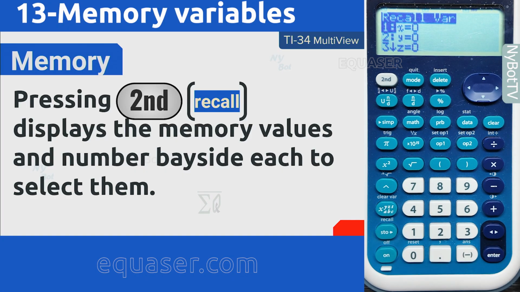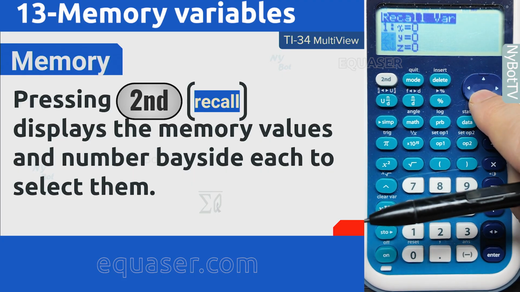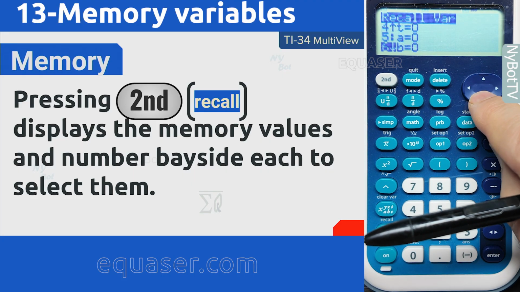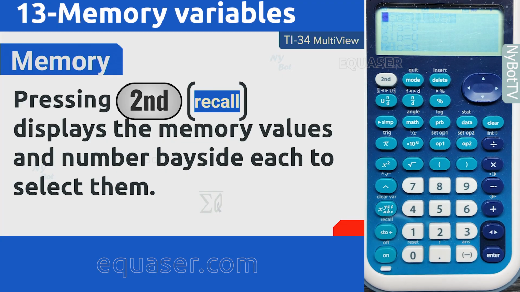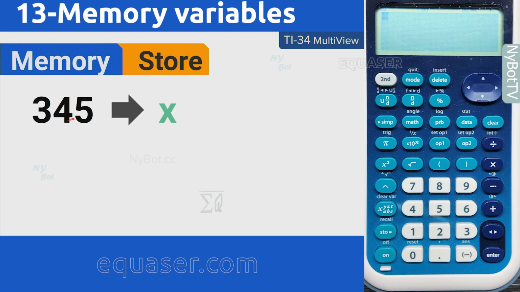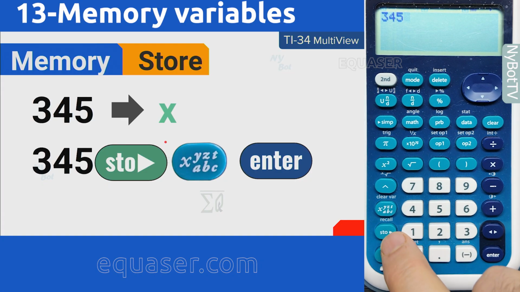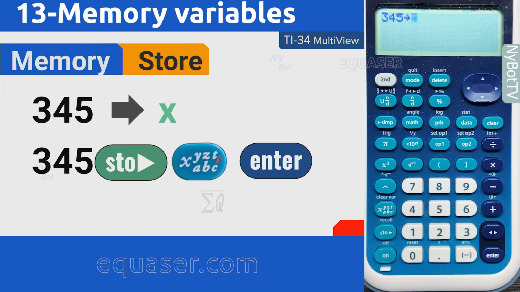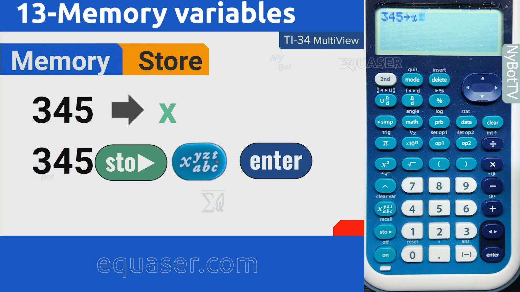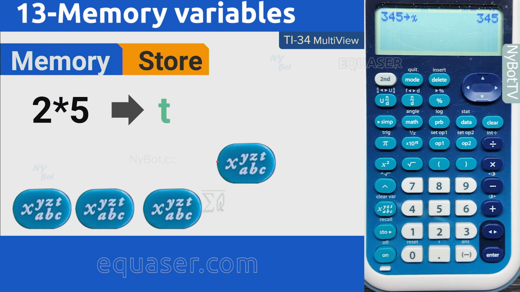Second function, recall, it shows all the variables with their values. 1, 2, 3, X, Y, Z, and the arrow shows we have more, T, A, B, and C, so they're all at the moment 0. Let's store 345 into X, so 345, and then store. This button is for storing, and then after that we select the X. If I press it once, that's X, enter, it has been stored.